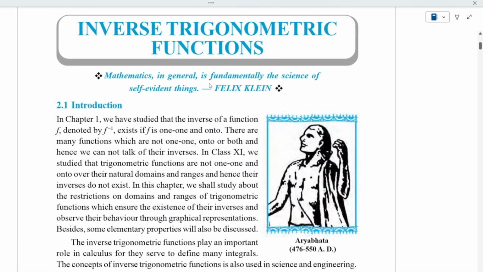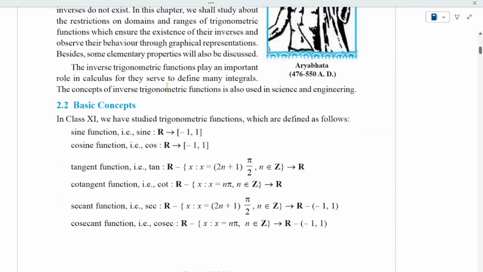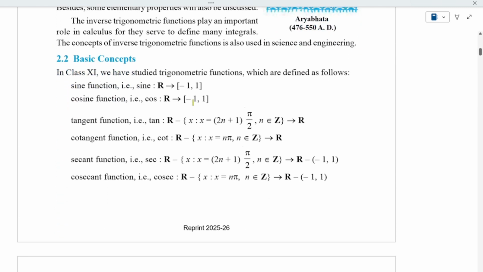Today, let's start with the second chapter of mathematics second PUC, that is inverse trigonometric functions. It is one of the easiest and the scoreable chapter in it. Now, first let's see what are the basic things that we require.